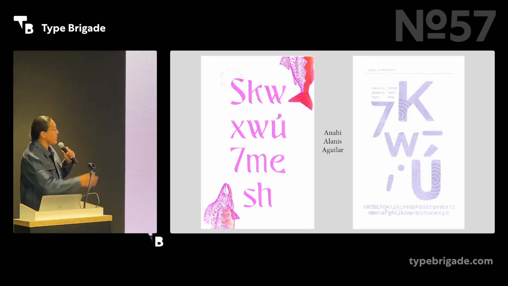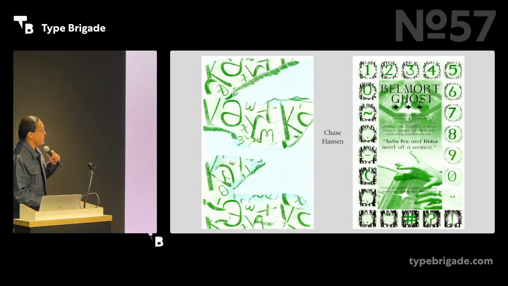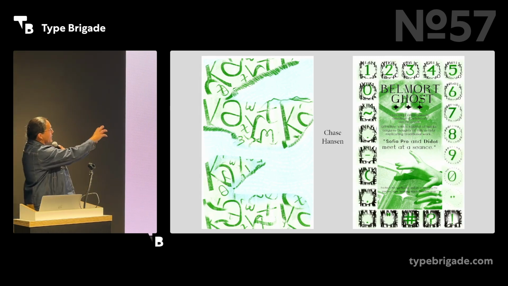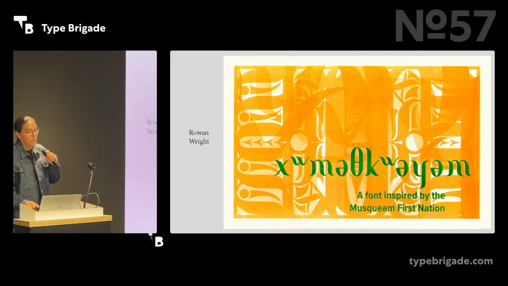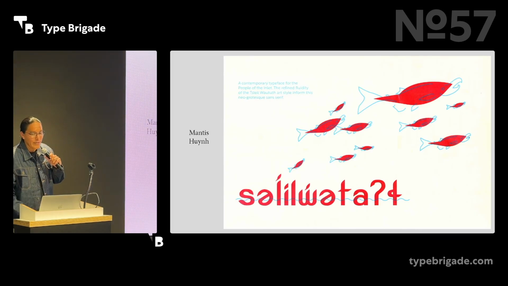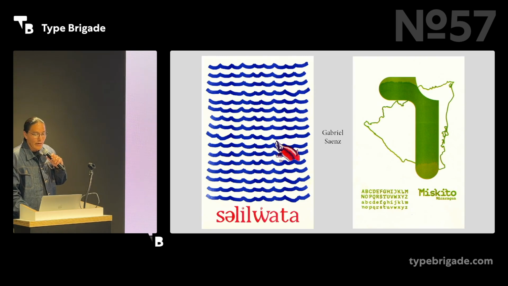So there's going to be a range for each student, but you can look at those as we go through these next few slides. Chase, the one on the right, actually animated, so you could pull it through an app, and it'll actually spin and go through those things. We have Rowan, who did this one based on the Musqueam First Nation. Mantis chose to do this on Tsleil-Waututh. Gabrielle had their own iterations.